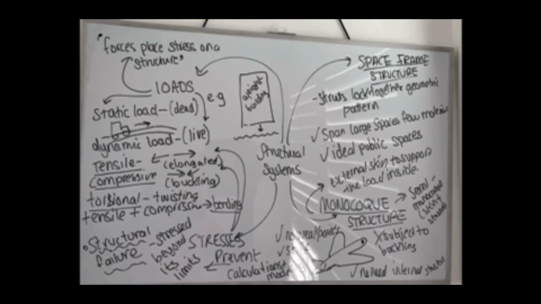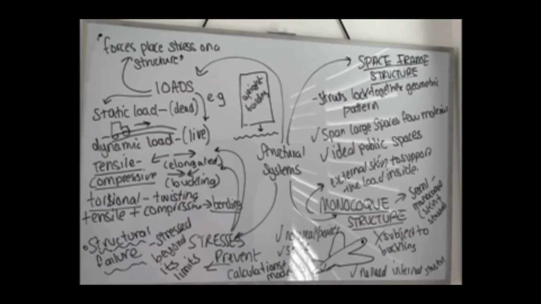Now, let's look at the space frame structure and the monocoque structure. So the space frame structure is when you have these struts that are locked together in a geometric pattern. Now these are ideal for public spaces because they span really large spaces and you don't have to use much material because it's obviously mainly see-through. Then you have the monocoque structure. Now this is more used as a necessity.